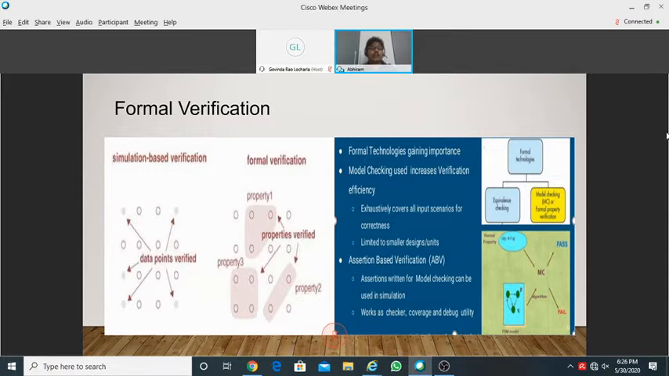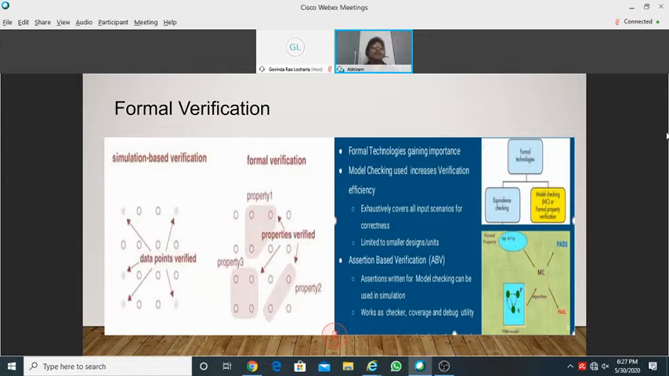So the problem with verification, if you think, right, is that you have an SOC which has hundreds of inputs, and you're expecting a behavior to be very constrained. Ideally, if you have 100 inputs to your SOC, you really need to verify 2 power 100 combinations, which is practically not possible.